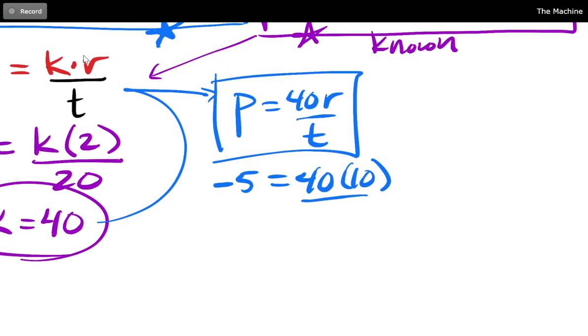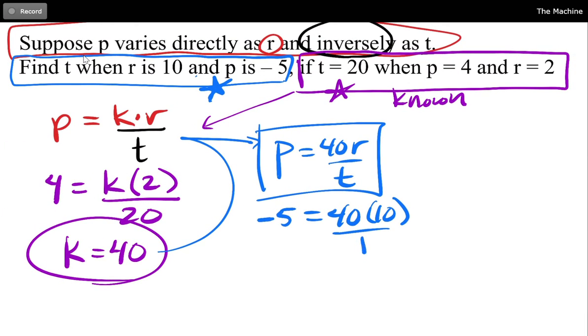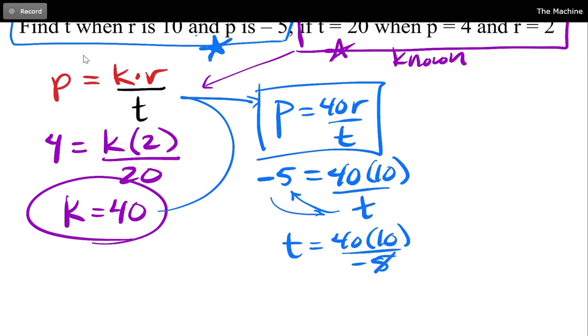Well, I think I'm getting it, okay? So, and then we're supposed to find T. T is what we're supposed to find. All right, so again, the T comes up, the -5 replaces it, goes down. So T is equal to 40 times 10 divided by -5. And cancels, there is a 2. And I get, what did I get, -80? Okay.